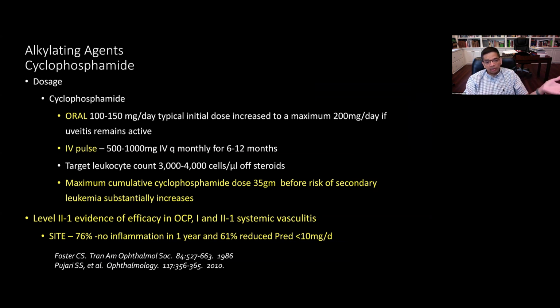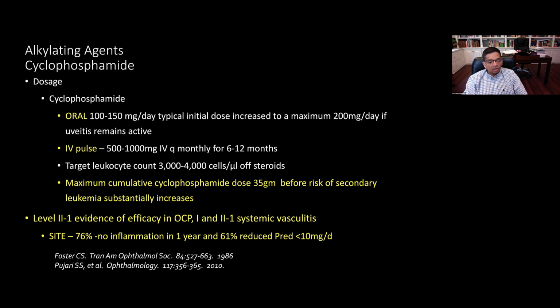Orally, Cytoxan is given at 100 to 150 milligrams daily, maximum of 200 milligrams daily, with a maximum cumulative dose of 35 grams, at which point I stop. Typically, that takes about 6 months to achieve. IV pulse therapy can be given monthly for 6 to 12 months as well. I know some folks in India and some of the Europeans do use this in the hospital setting. Again, this is done through an oncologist.